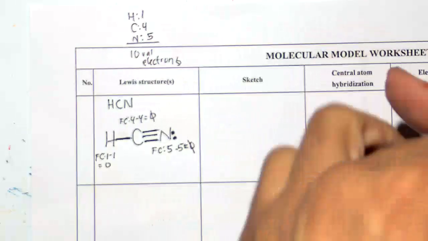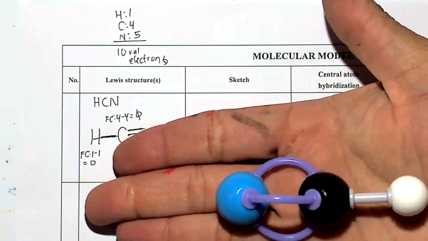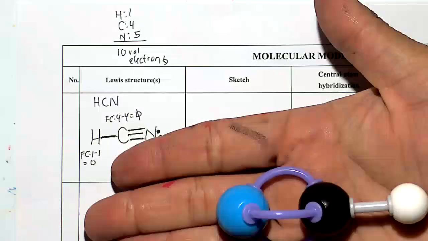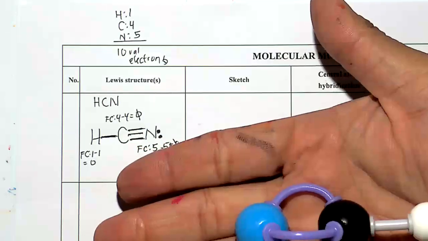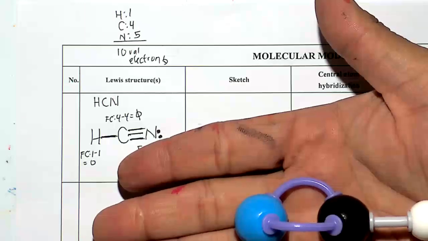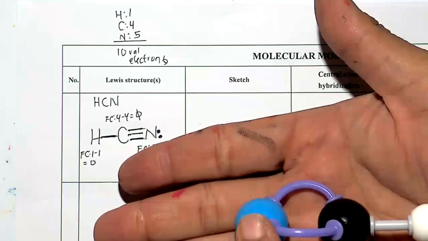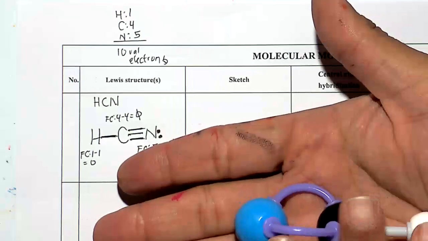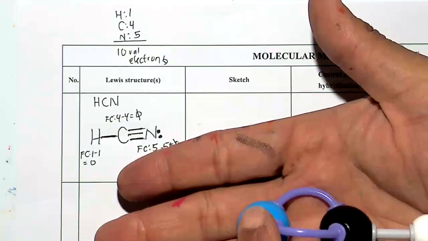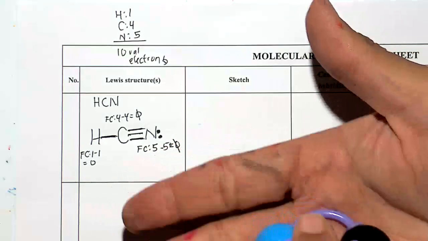What shape does this look like to you? Tetrahedral? Trigonal planar? Linear? This is linear.